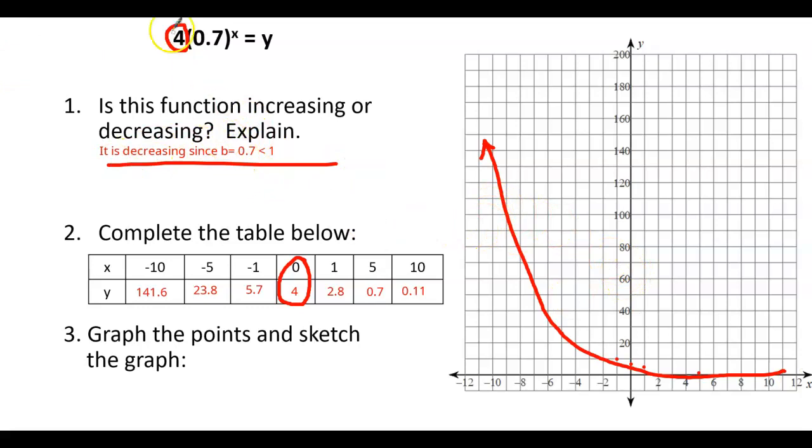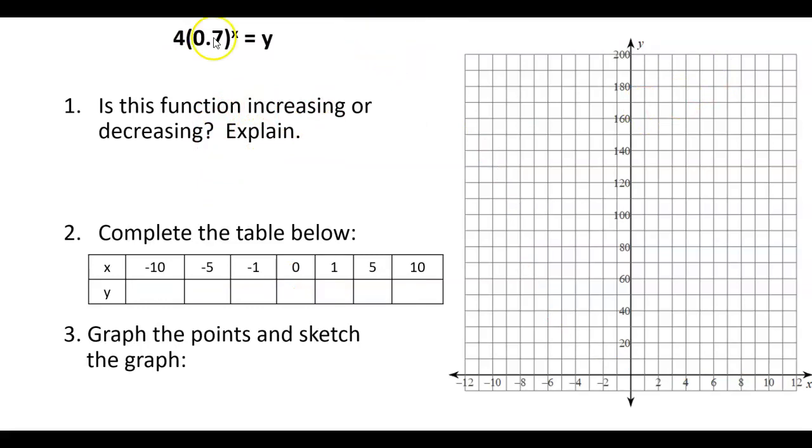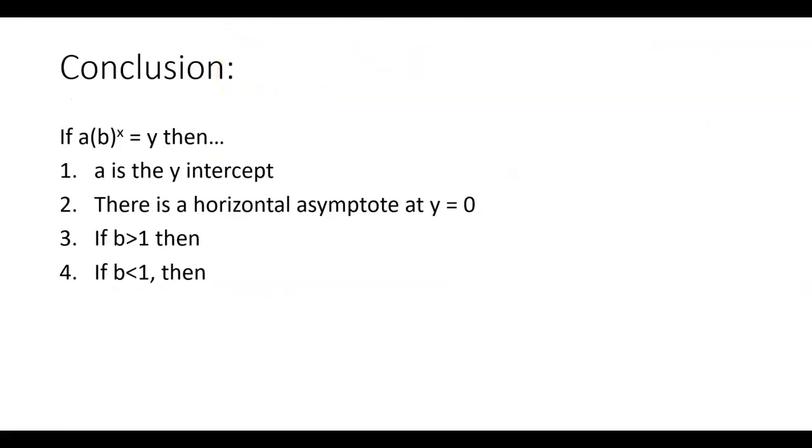So if you have a b value that is less than 1, then it gets flat on the right side. If you have a graph where the b value is greater than 1, it gets flat on the left side and then shoots up on the right. Okay, so that's what we've come to realize after all of our analysis and practice here. So let's go ahead and look at our conclusions then.